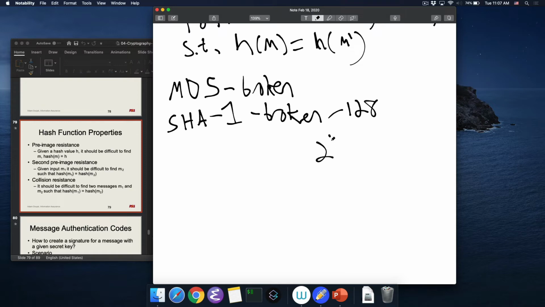So we know we can break this by doing roughly 2 to the 128 work, right? We can find a message that hashes to the same value. We're likely going to find that message, right? So if you were going to call something broken, what would that mean to you? Yeah. Find another message that has the same hash in a reasonable amount of time.